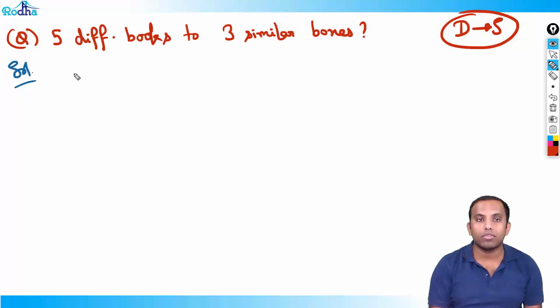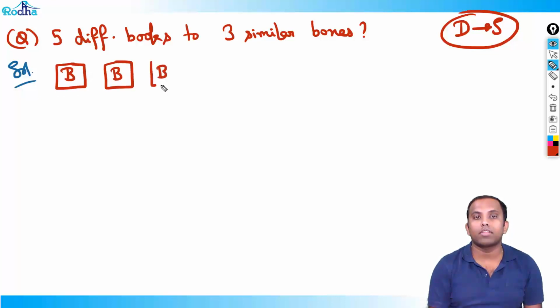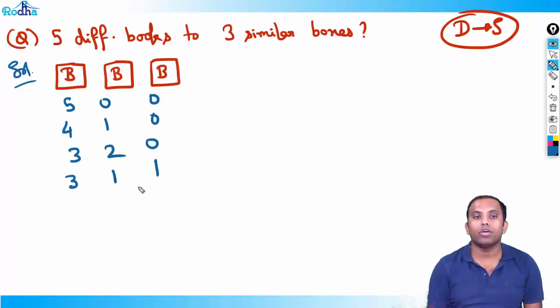So 5 different books to 3 similar boxes. Again, we'll make 3 identical boxes and make the cases. How many cases here? 5 books. So 5 0 0, 4 1 0, 3 2 0, 3 1 1, 2 2 1. Anything else? 2 3 0 is the same as 3 2 0.